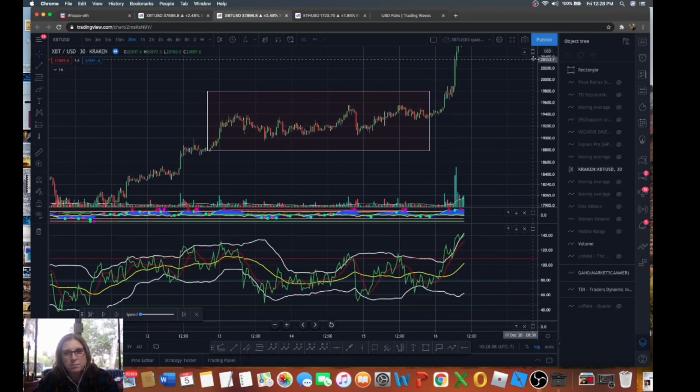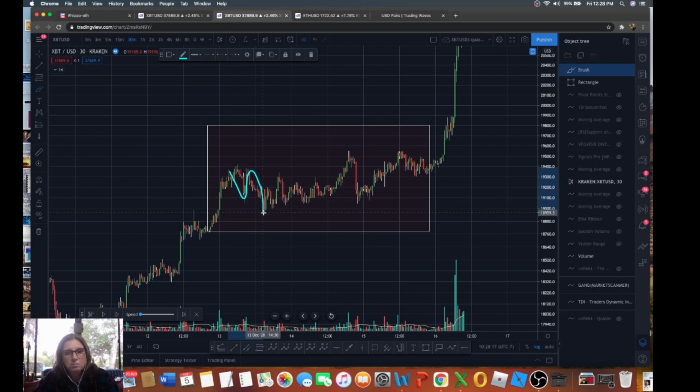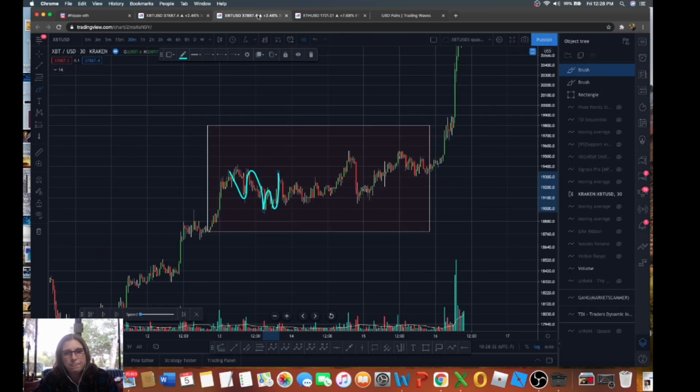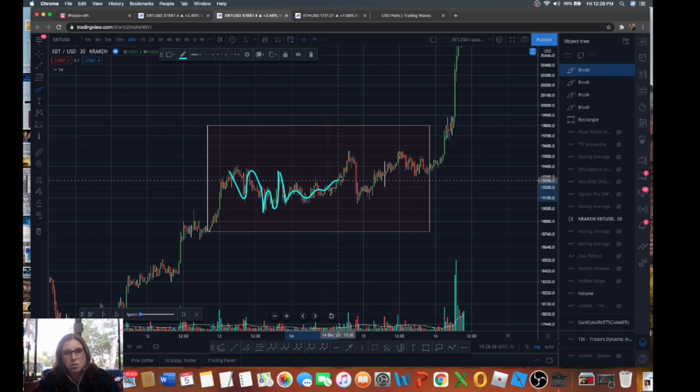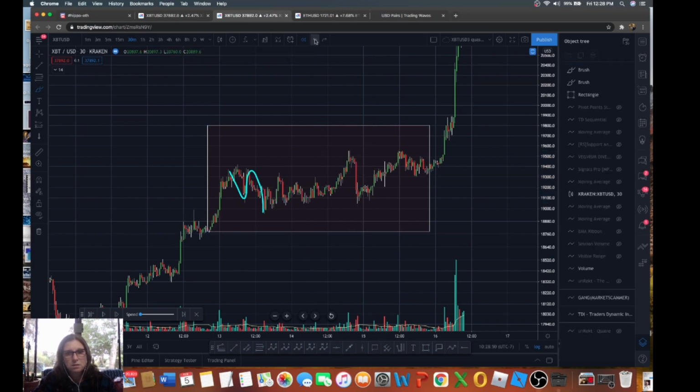Here is an example. We had a three-wave move here, and then we had the flat. Same as this correction: three-wave move, then we had the flat. Then we had the dump, and then we had the slow climb up, and then another correction.